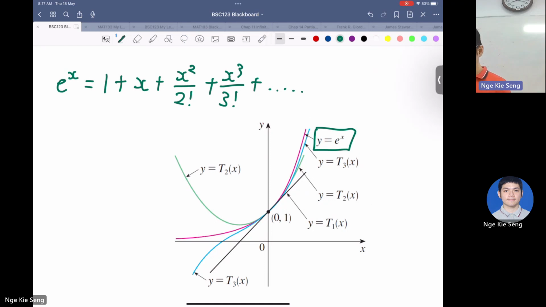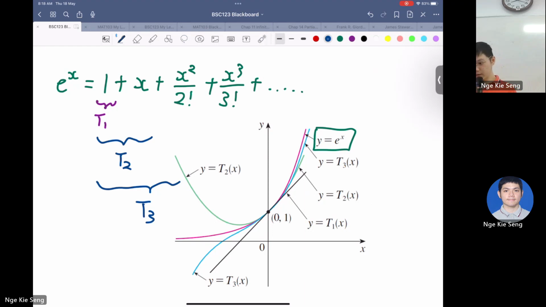So let's look at T1. What is the first degree polynomial in this case? Which one is T1? 1, right? So this is T1, the first degree polynomial. What is T2? 1 plus x. Good. So T2 is 1 plus x. What is T3? You add up to the third term. So this is T3.